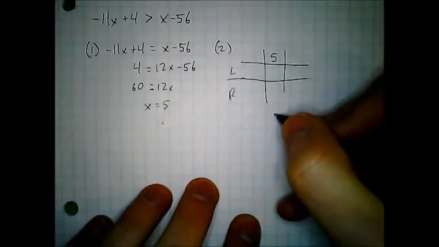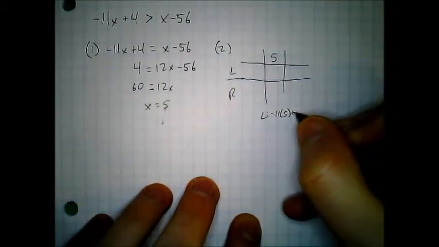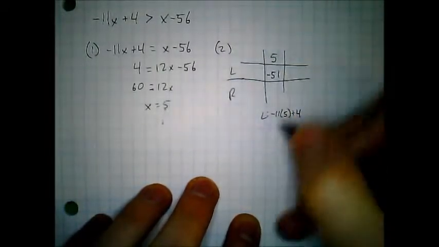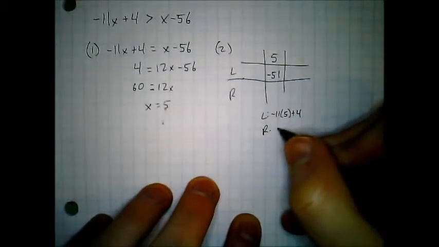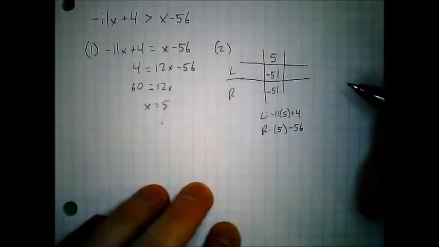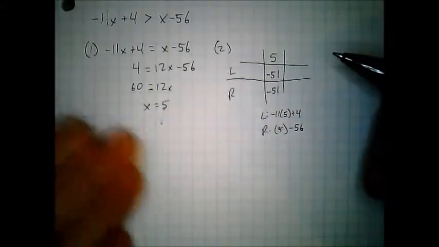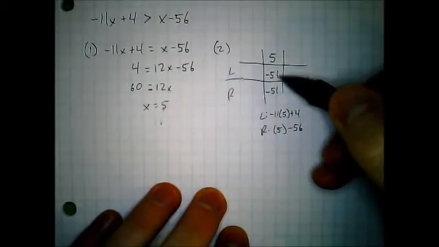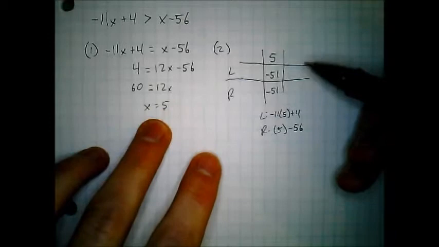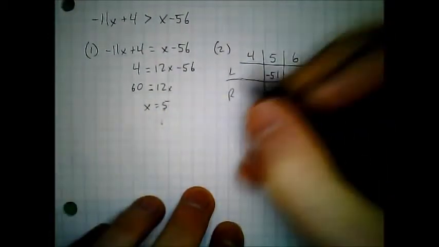So when x equals 5, our left expression equals negative 11 times 5 plus 4, which is negative 51. And our right expression better also equal negative 51. 5 minus 56 is negative 51, which is what we expected. We better get that these two are the same, just like checking our answers when we're solving an equation. When x equals 5, both the left and right expression equal negative 51, which it should. That's our boundary point. So what goes on before our boundary point, what goes on after our boundary point.